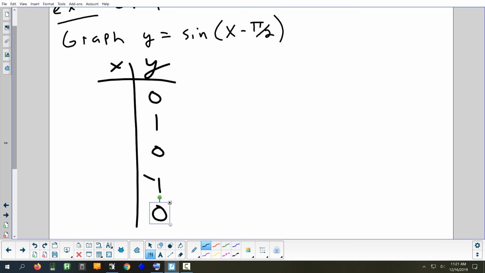Now we need the X's. I'm going to put the originals over here. Can someone remind me from the sine table, what are my original X values? Yep. 0, pi over 2, pi, 3 pi over 2. And now, what do the directions say to do to each one of those?